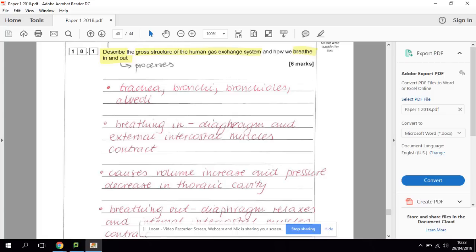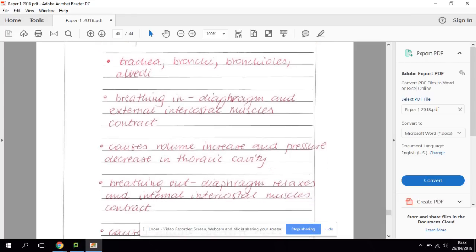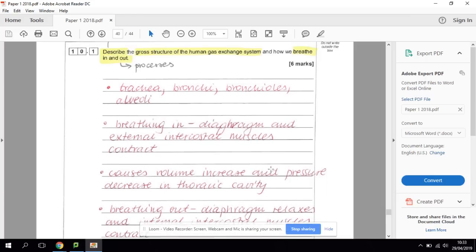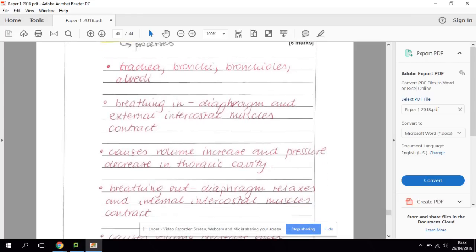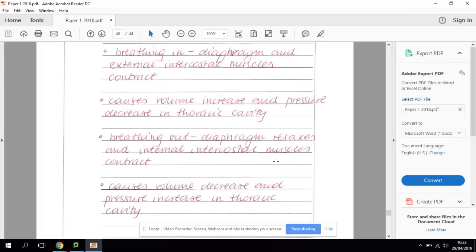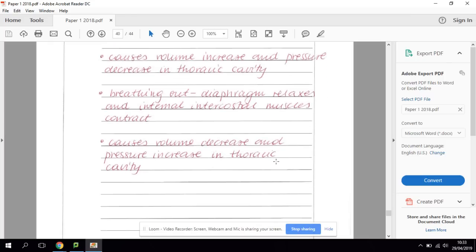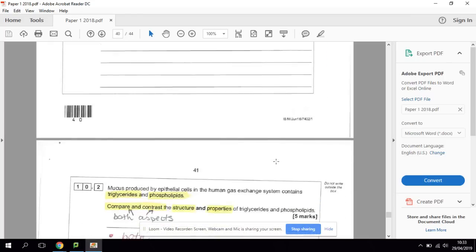And then how do we breathe in and out? So breathing in, marks, breathing out, marks. So breathing in, diaphragm and external intercostal muscles contract. What does that do? Because we're saying how, so it causes volume increase and pressure decrease in the thoracic cavity. Breathing out, diaphragm relaxes and internal intercostal muscles contract, so it causes volume to decrease and pressure increase in the thoracic cavity. So really nice friendly question here at the end of the paper.